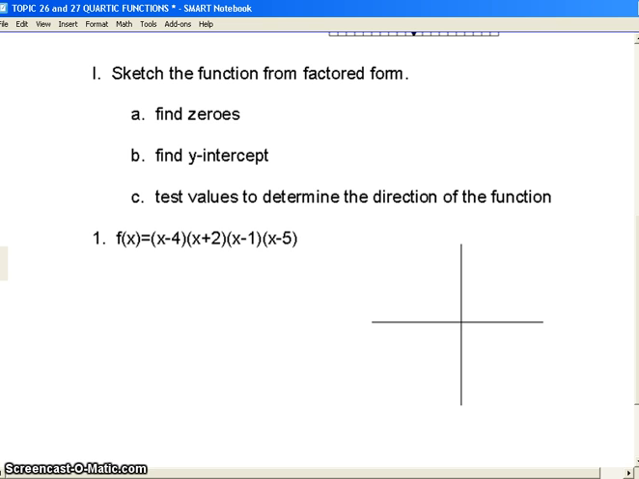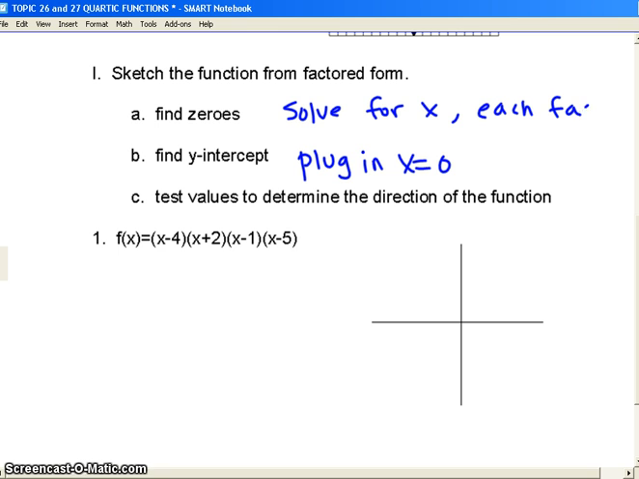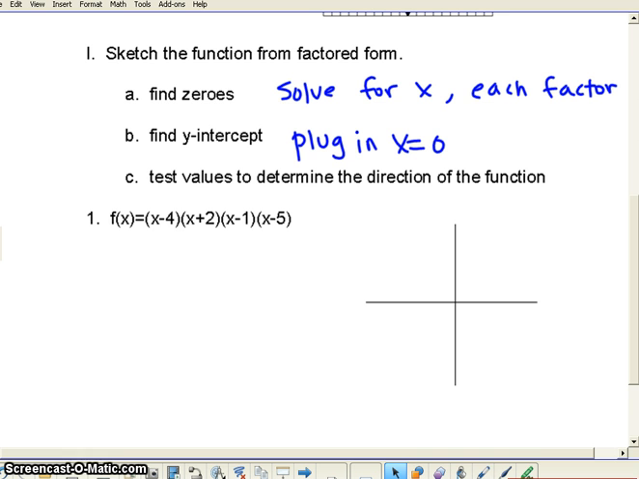All right, the same steps we followed for cubic, we're going to follow for the quartic. Sketch the function from factored form. So solve for x on each factor, and then plug in x equals 0. Solve for x on each factor. And then you're going to want to test some values to determine the direction of the function. So for example, number 1 here.